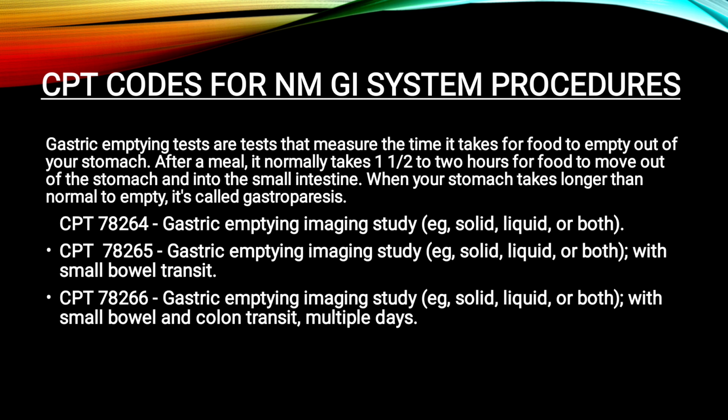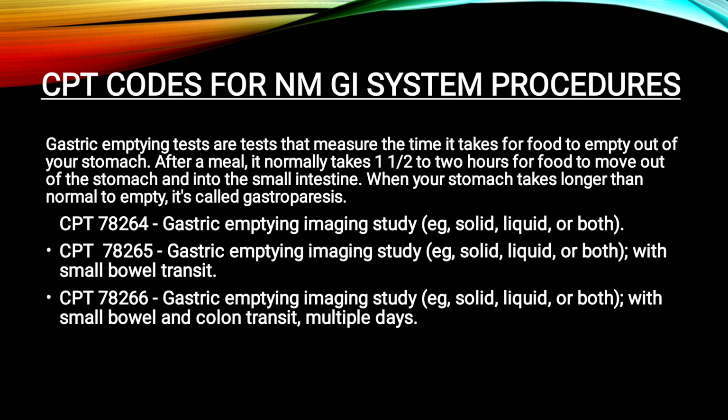Our first CPT which is involved in coding such gastric emptying tests is CPT 78264. In CPT 78264, whenever a gastric emptying test is documented in the report, then only we are coding CPT 78264. But in case, along with the gastric emptying study, a small bowel transit, meaning the time taken by the food to move across the small intestine into the large intestine or the colon, is also mentioned in the report, or is also performed along with the gastric emptying test, then we are coding CPT 78265.